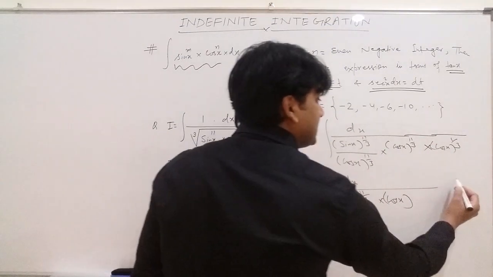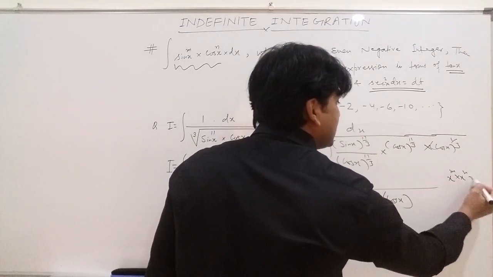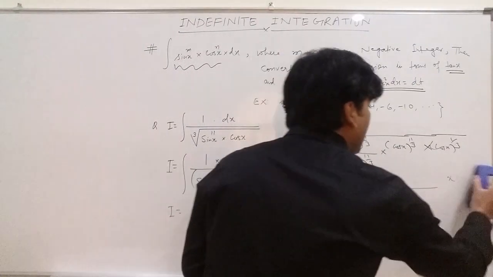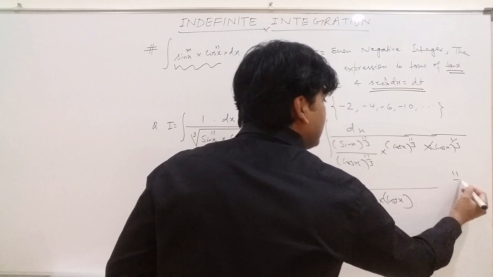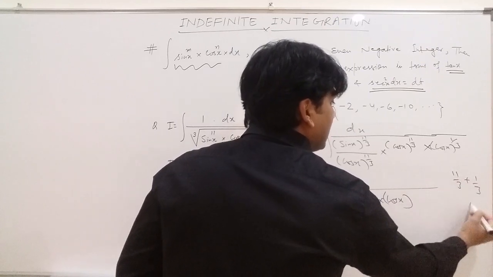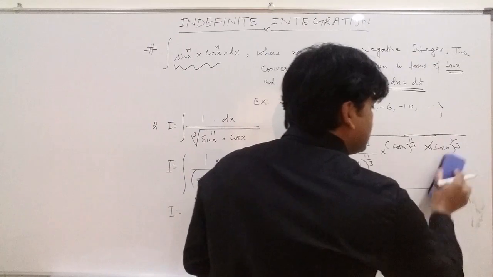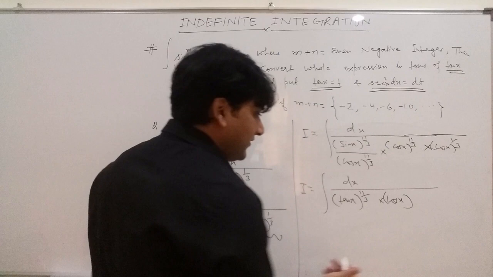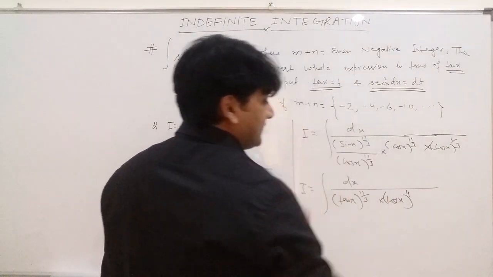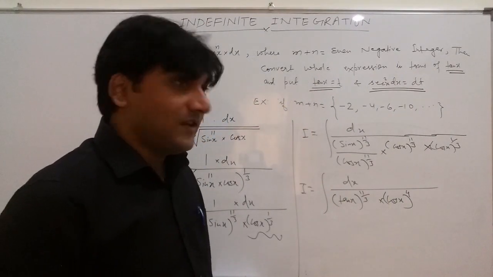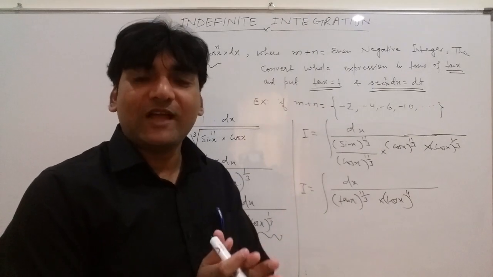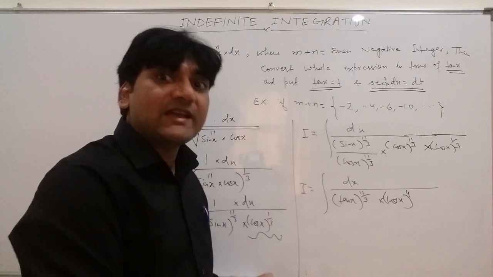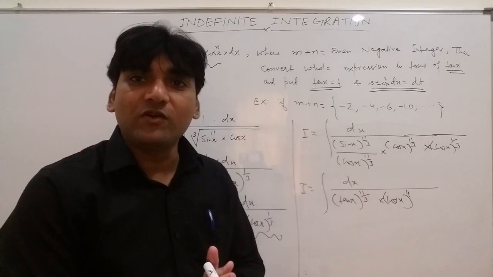You know this result: x raised to m times x raised to n is x raised to m plus n. It means we have to add the powers. So now this is 11 over 3 plus 1 over 3. How much? 12 over 3, which is 4. So we got cos x raised to 11 over 3 times cos x raised to 1 over 3, which is cos x raised to 4. Okay? Now it's a surprising result. I told you that you have to get your expression in terms of tan x and sec square x, but you got cos x raised to 4.